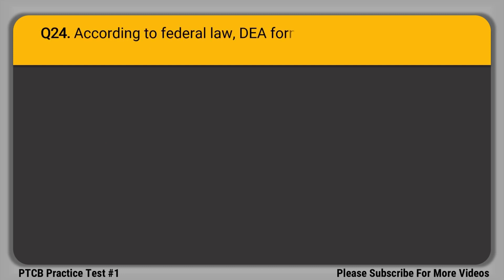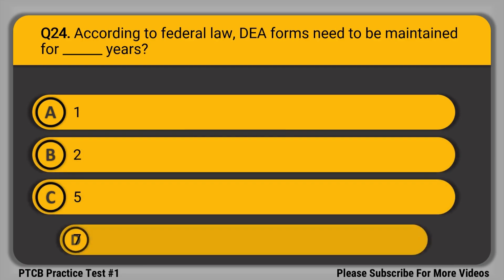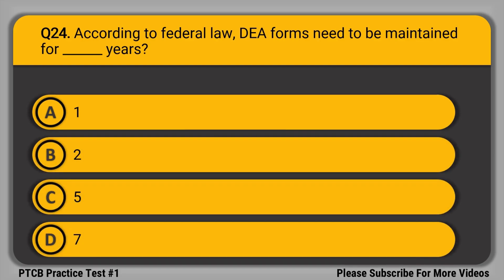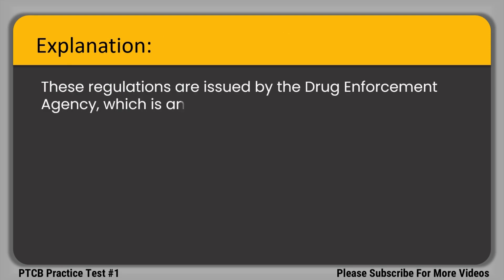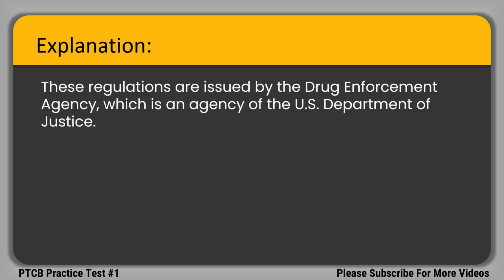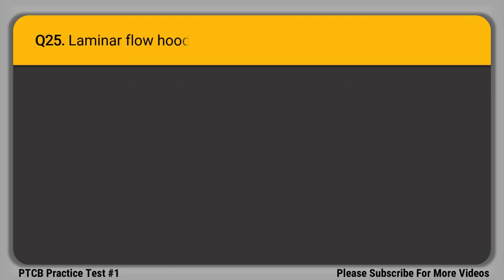Question 24. According to federal law, DEA forms need to be maintained for how many years? A. 1. B. 2. C. 5. D. 7. B. 2 years. These regulations are issued by the Drug Enforcement Agency, which is an agency of the U.S. Department of Justice.